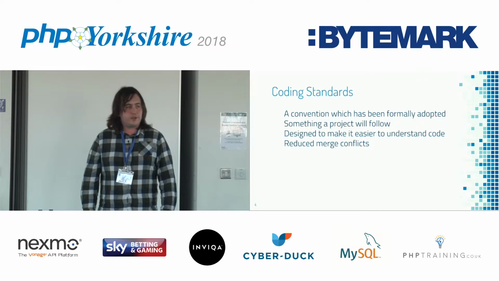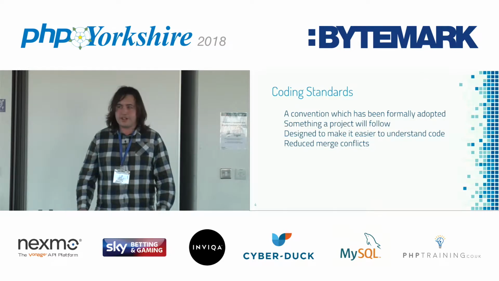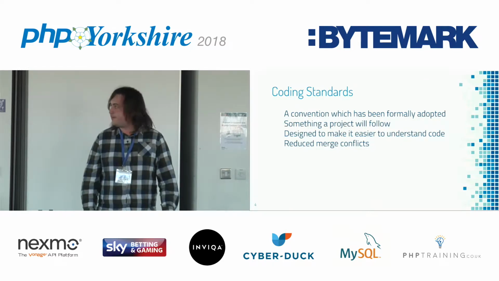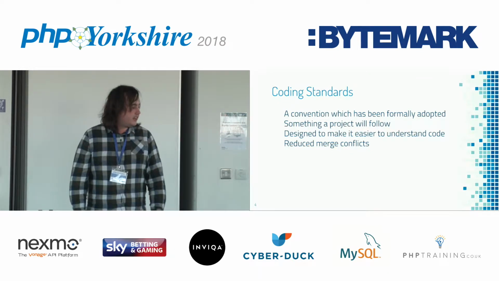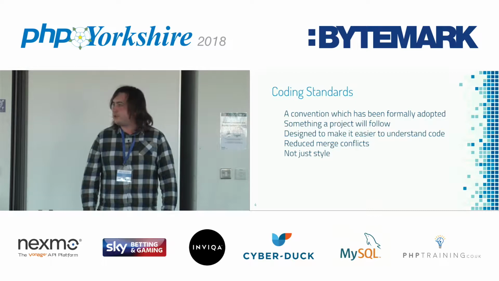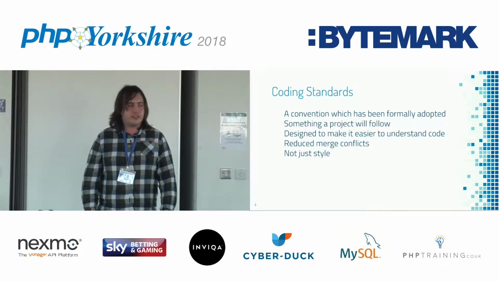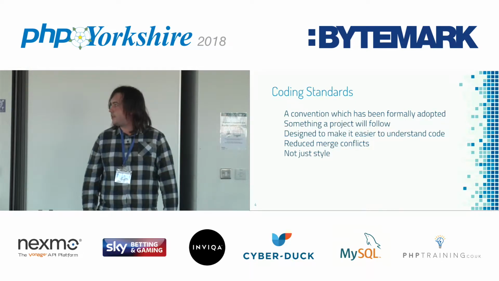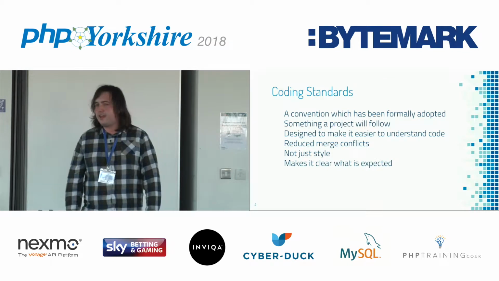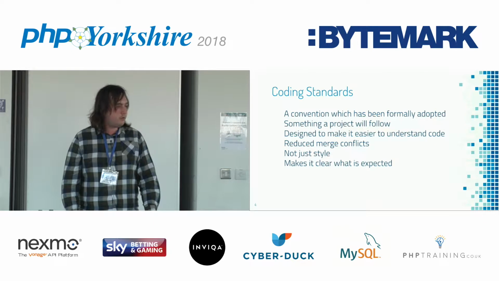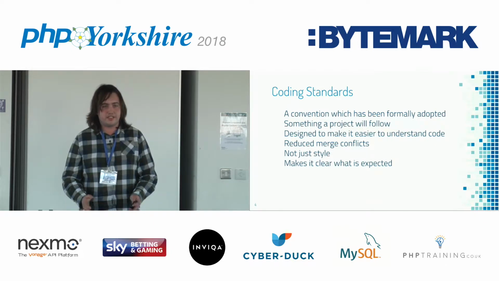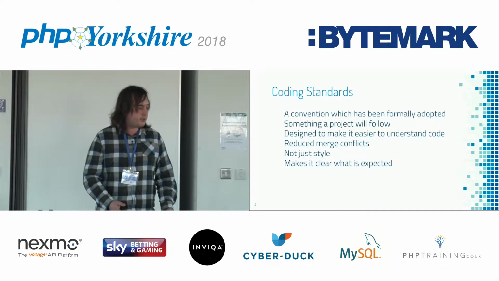It reduces merge conflicts. I'm fed up of seeing white space conflicts in Git. It's very easy to reduce those conflicts if you have standards. And it's not just about style, so PSR2 does focus a lot on style, but it's quite a lot more than style, as we'll come on to in a little while. And it makes it clear what's expected. So for new people coming into the team, it's clear that whatever code they produce is exactly what is acceptable by the team standards.